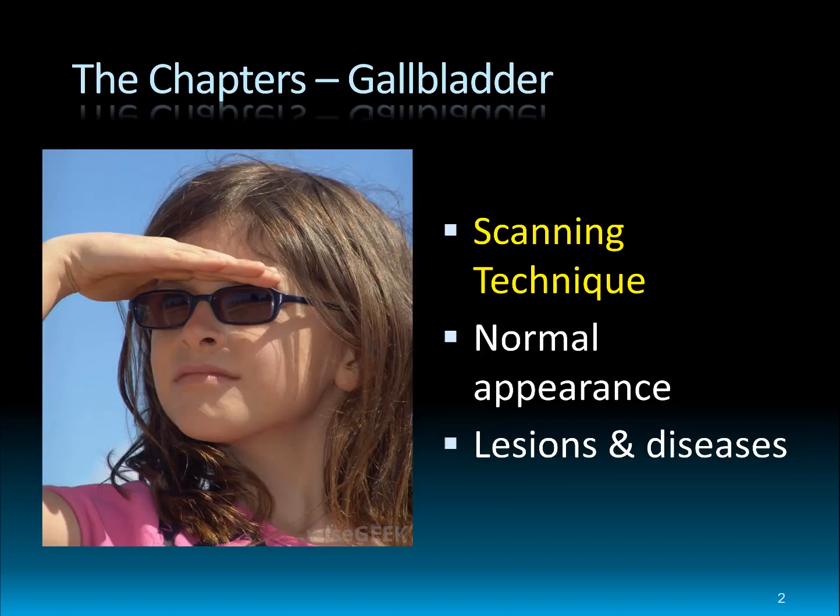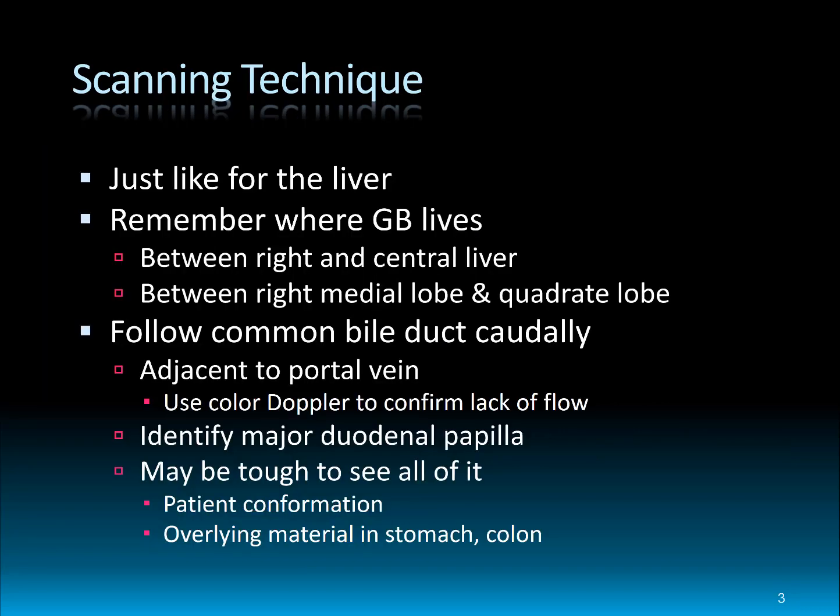First up is scanning technique, and because the gallbladder lives amongst the liver lobes, there's really not much different to say here than we had already said about the liver. So remember where it lives. It's between the right liver and the central liver, or more specifically between the right medial lobe and the quadrate lobe. So that's pretty straightforward.